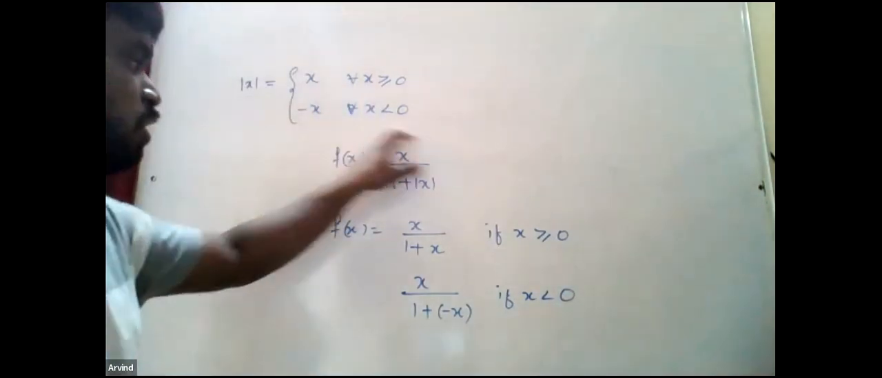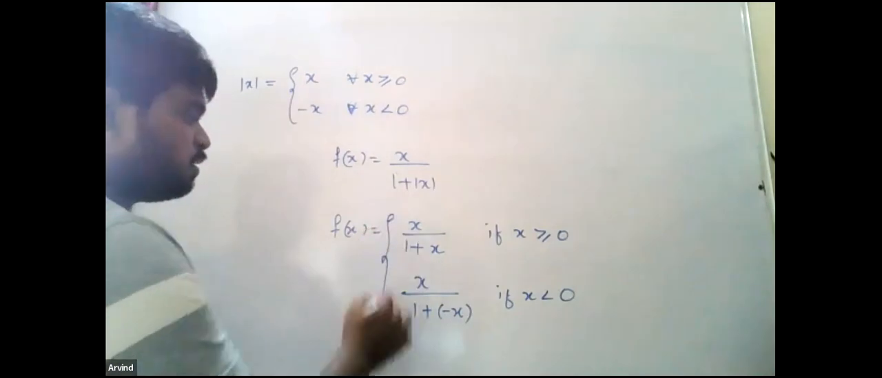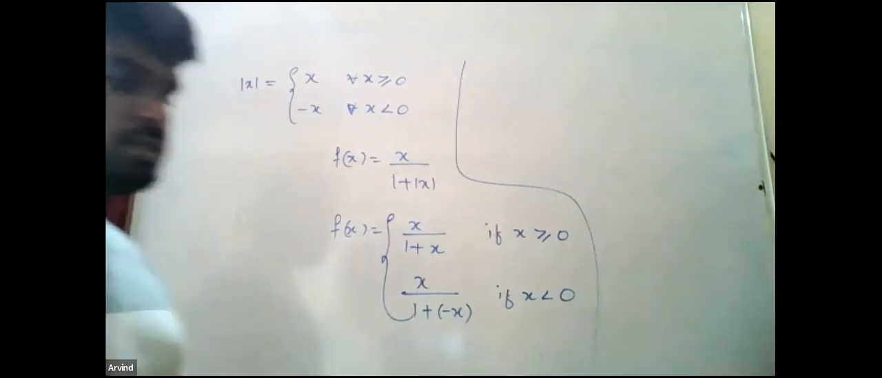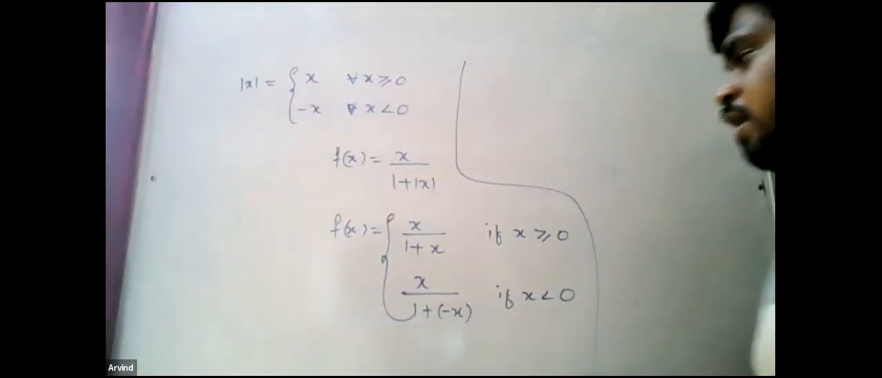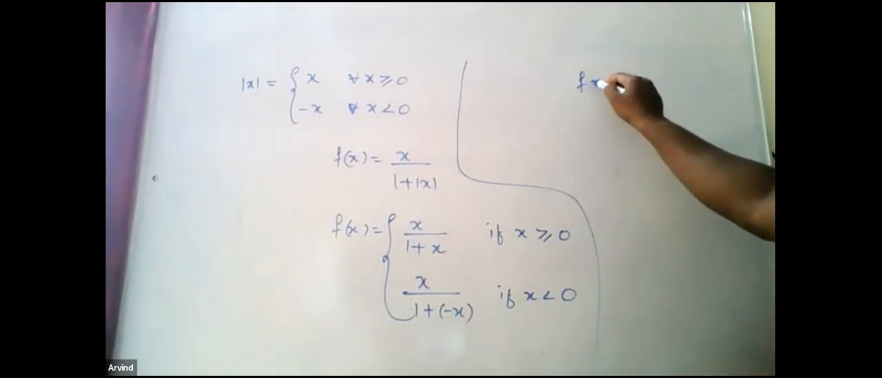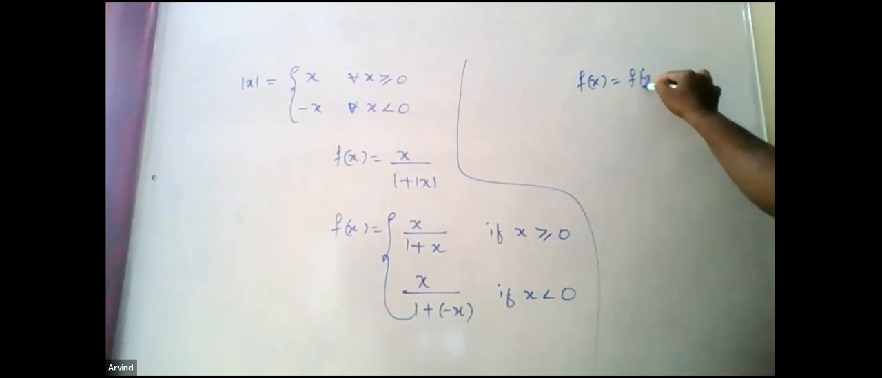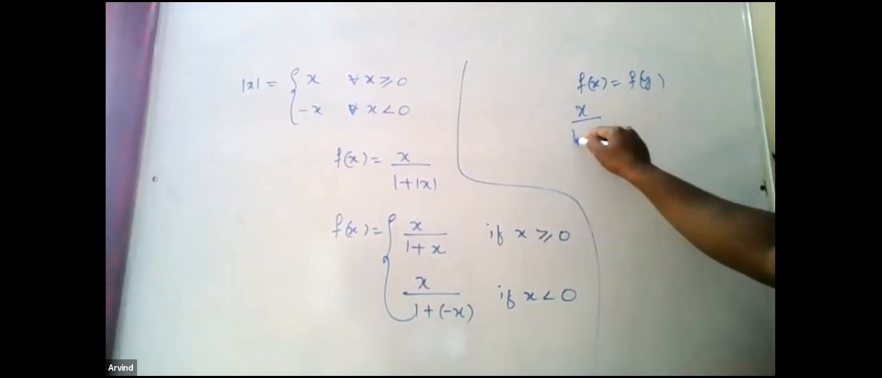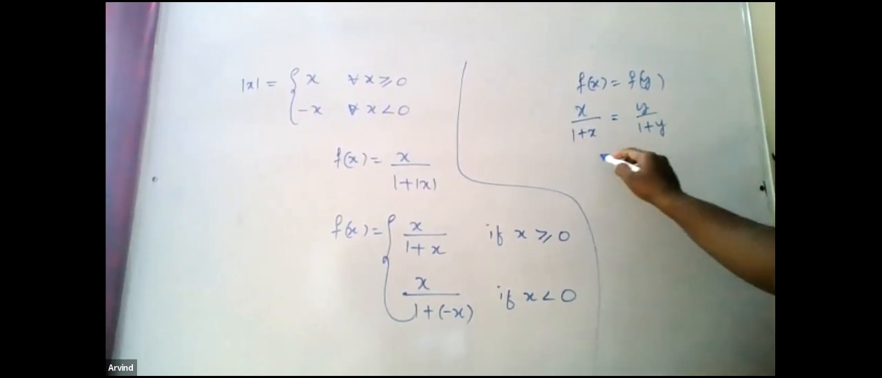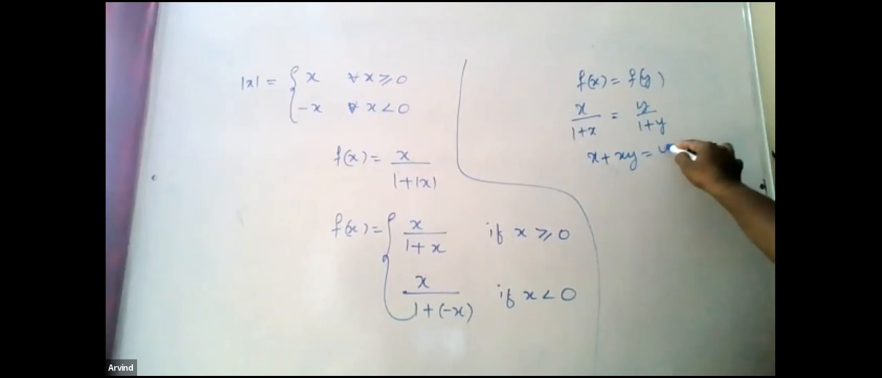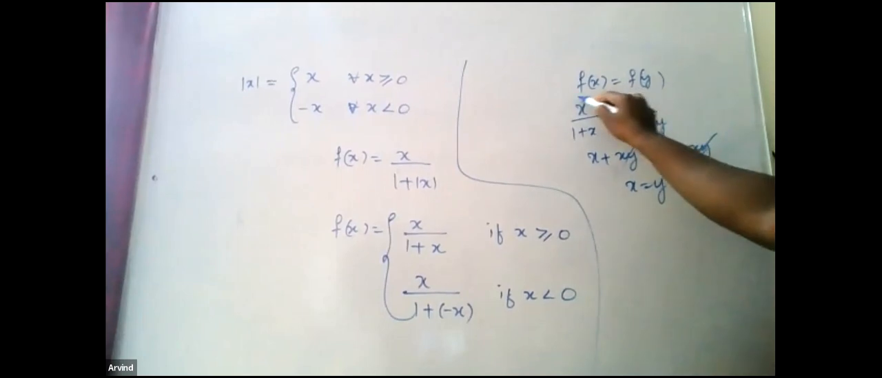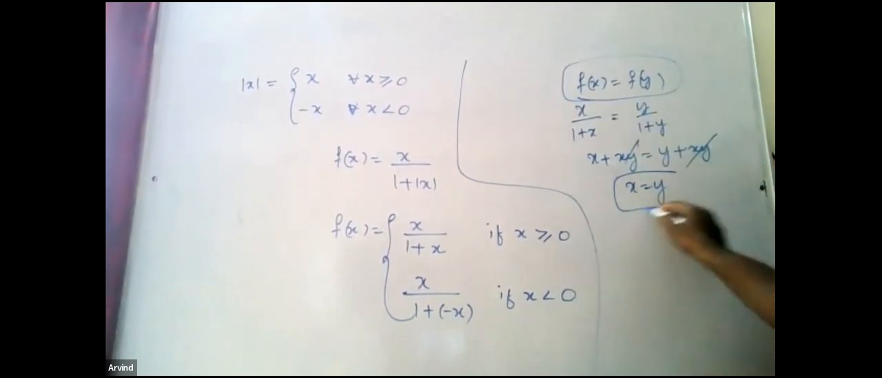So the given function is split in two ways. Now based on this I have to check whether it is 1-1 or not. Okay, it is very clearly 1-1. Let's take f of x equal to f of y for the first condition. Therefore I get x by 1 plus x is equal to y by 1 plus y. Cross multiply, you get x plus xy is equal to y plus xy. xy gets cancelled, you get x is equal to y. Now f of x equal to f of y and we got x equal to y.